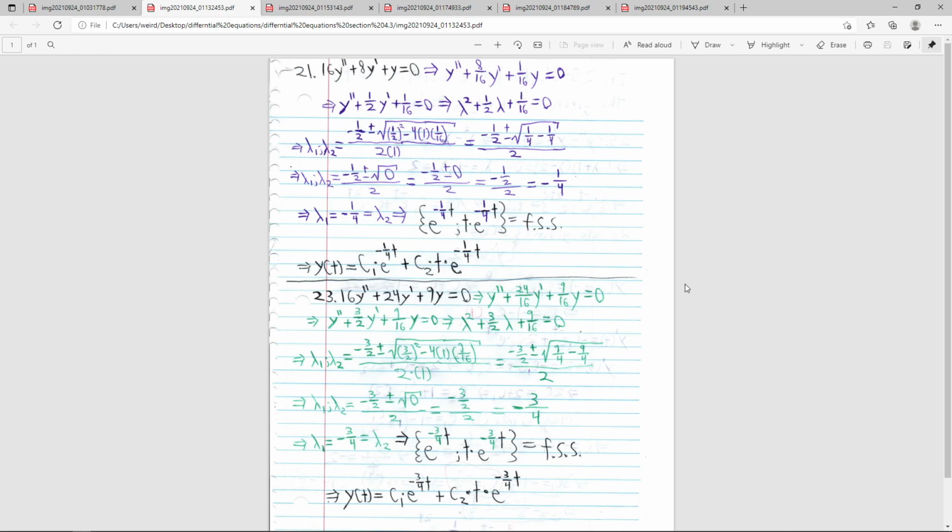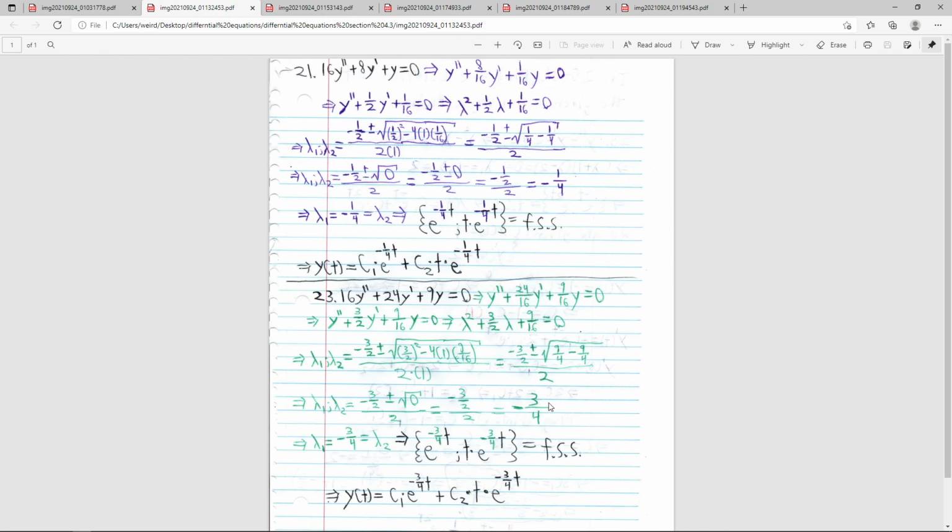Same format. So in 23, it's 16y double prime plus 24y prime plus 9y equals 0. We divide by 16 and simplify and get a characteristic equation from that: lambda squared plus 3/2 lambda plus 9/16 equals 0. We take the quadratic formula and solve for lambda and get negative 3/4. So lambda 1 equals negative 3/4, which is also equal to lambda 2.